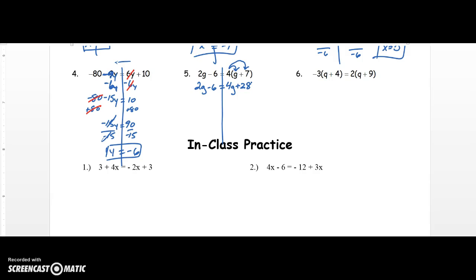Now we're going right back to where we were before. Move your g's to the left. So how do we do that? We have a positive 4g. How to get rid of a positive 4g? You subtract 4g on both sides.